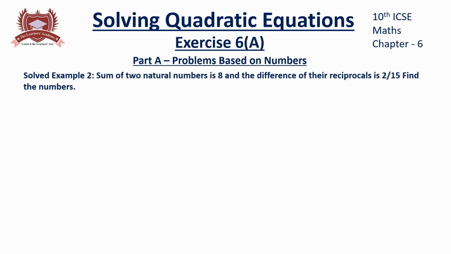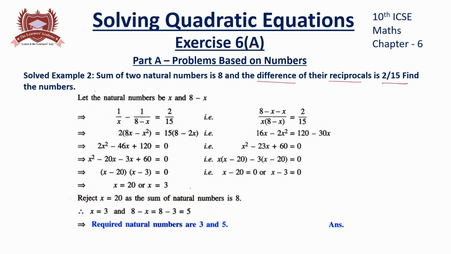The next example that we have is again solved example number 2. We have sum of two natural numbers is 8, and the difference of the reciprocals is 2 upon 15. Find the numbers. Now this is a slightly interesting example because we are dealing with reciprocals which are getting subtracted and the answer is a fraction. So quite a bit of complications here. So let's quickly do this.